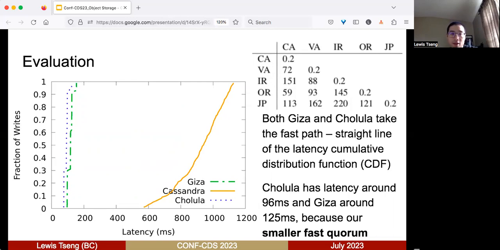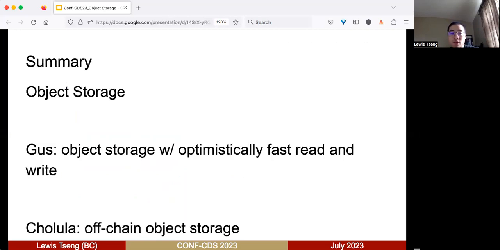So to summarize, hopefully you get an idea of the importance and properties of object storage. And we have two very nice systems. First is GUS, where we have optimistically fast read and write. And then we have Cholula, where we have an advanced design so that we can do efficient operation off-chain.